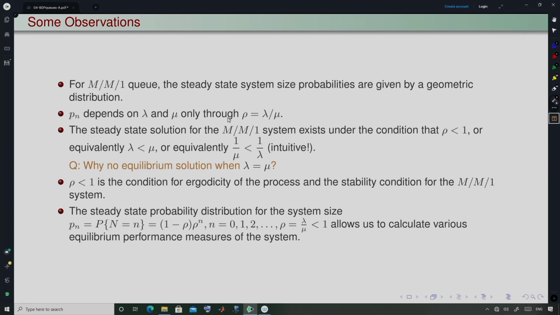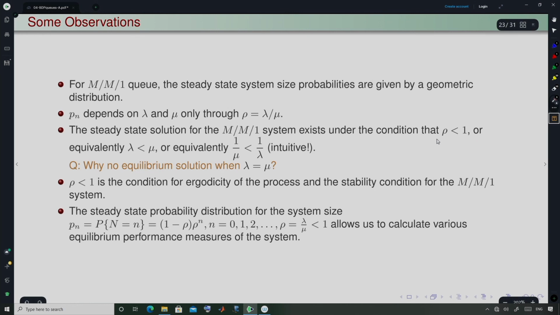One thing that you observe. The second thing is that the condition rho less than 1 is equivalent to saying that lambda is less than mu, which means the arrival rate is less than the service rate, right. The number of customers who arrive and the number of customers who get served must satisfy this intuitive condition. Or equivalently, the average service time for a particular customer is 1 by mu, because this is exponential, and 1 by lambda is the average inter-arrival time. So, the average service time must be less than the average inter-arrival time, right.